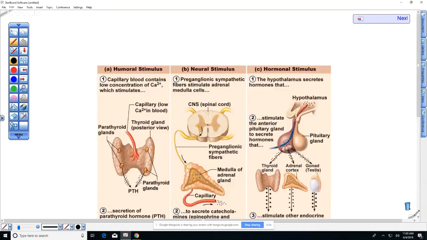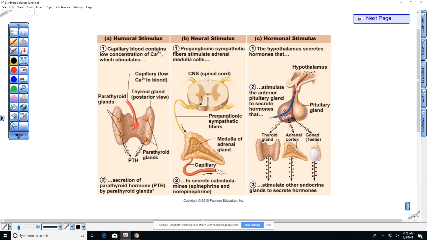And there is a really nice diagram in your book that looks at the three different mechanisms. So the first one is humoral, and it talks about calcium levels in the blood. So there is a hormone called the parathyroid hormone that regulates calcium. So it would actually increase calcium levels if the calcium in the blood is too low. And we know how important calcium is to both the function of the muscles and the nervous system.